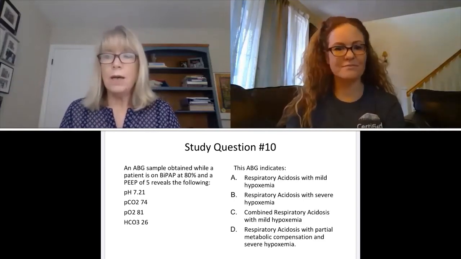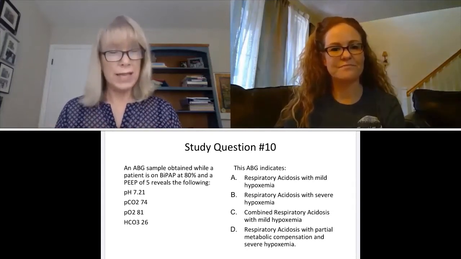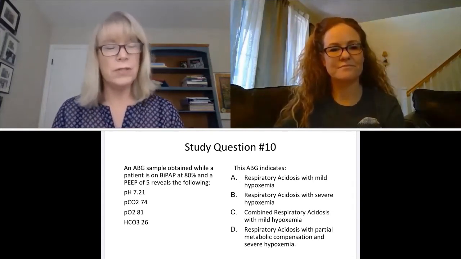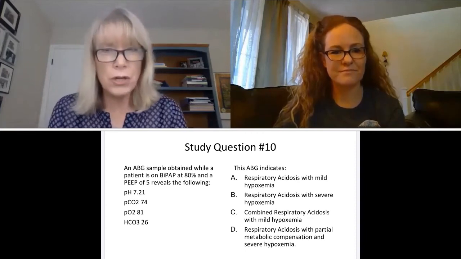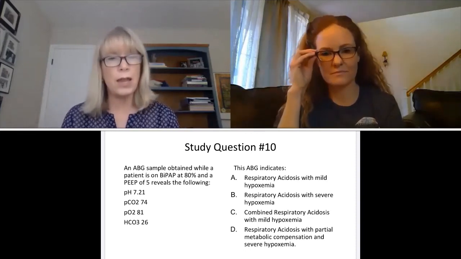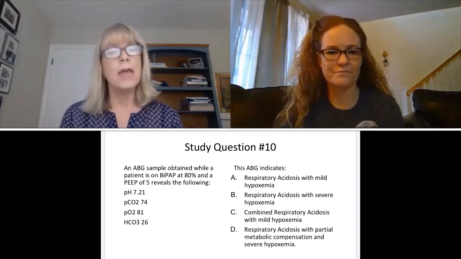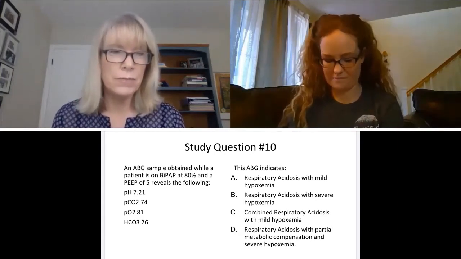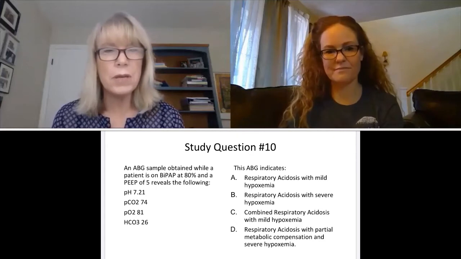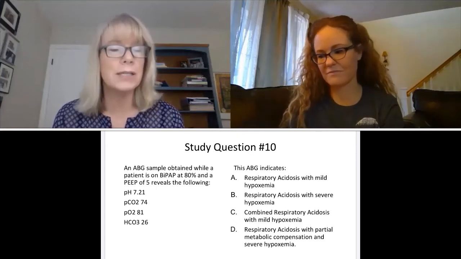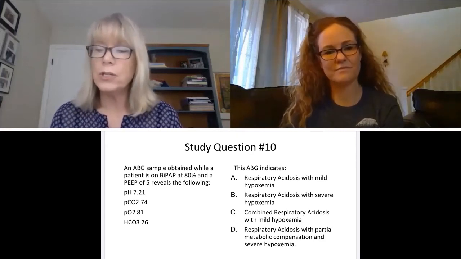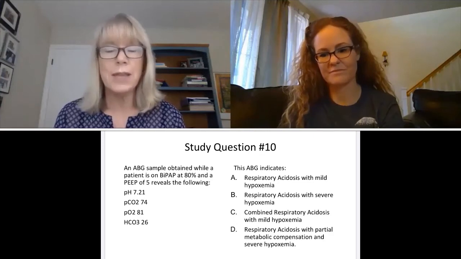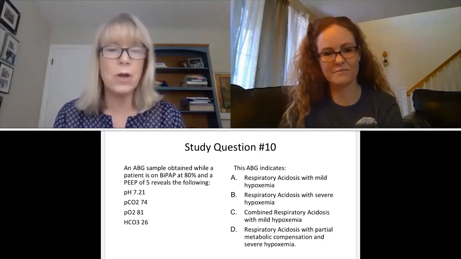So we have to normalize that for how much oxygen they're on, and there's something called a PF ratio that's going to help us do that. So we're going to take the PaO2, and we're going to divide it by the FiO2. And the FiO2 is always going to be a fraction, so we're going to use a decimal. So in this situation, the patient would be on 80%, that would be 0.80 or 0.8.